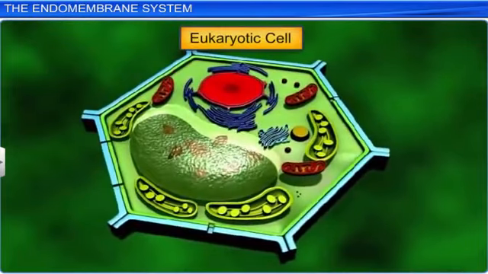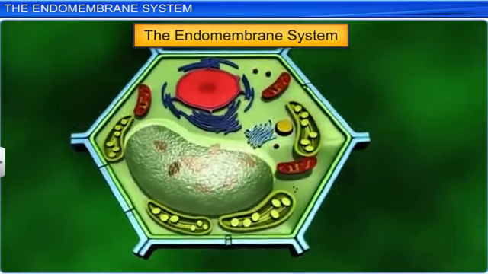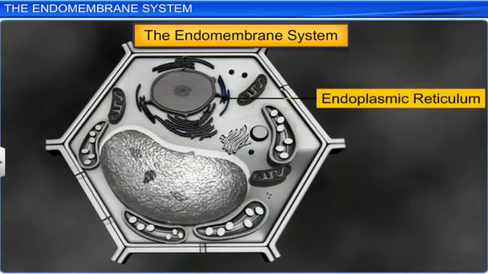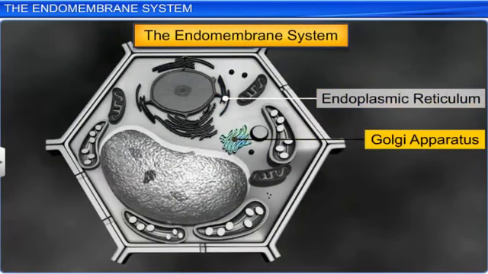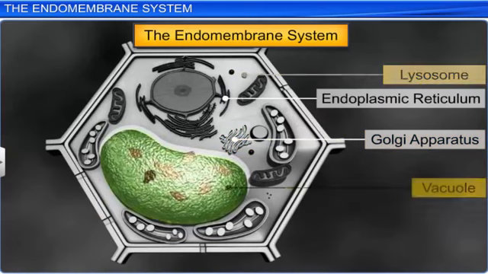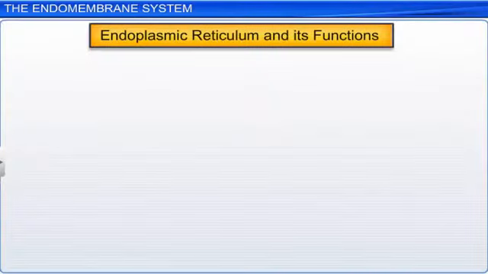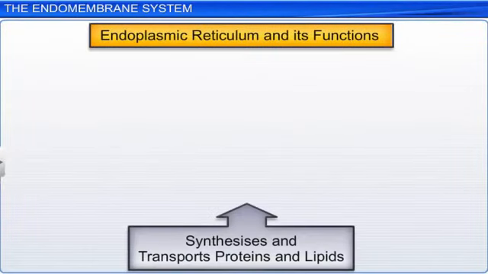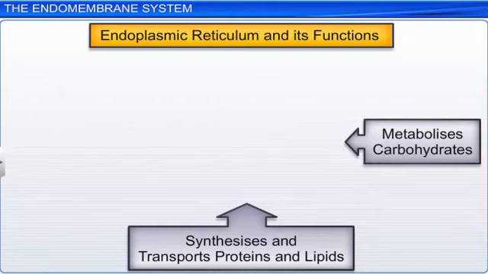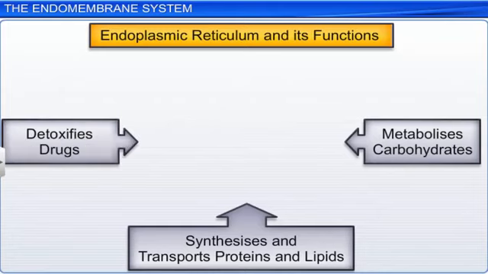The cytoplasm of a eukaryotic cell is embedded with several membranous organelles, of which the endoplasmic reticulum, Golgi apparatus, lysosomes, and vacuoles are referred to as an endomembrane system because their functions are coordinated. The endoplasmic reticulum, or ER, for instance, synthesizes, processes, and transports proteins and lipids to the other organelles, as well as metabolizes carbohydrates in liver cells and detoxifies drugs present in the body.